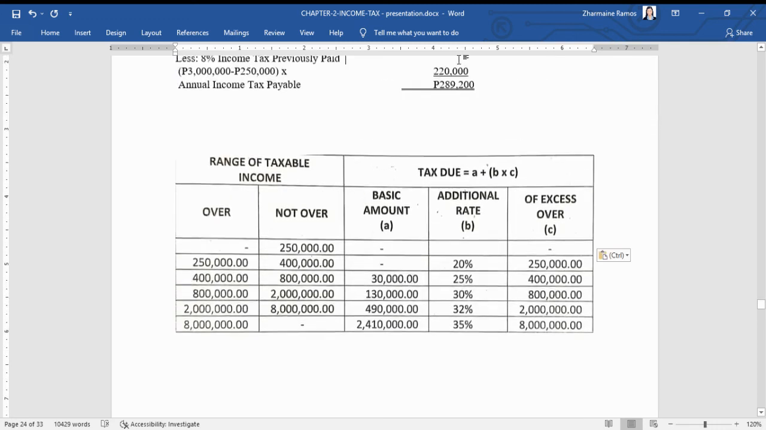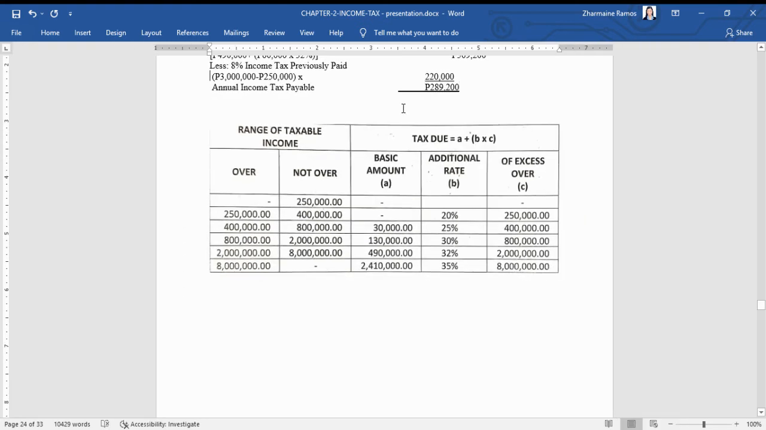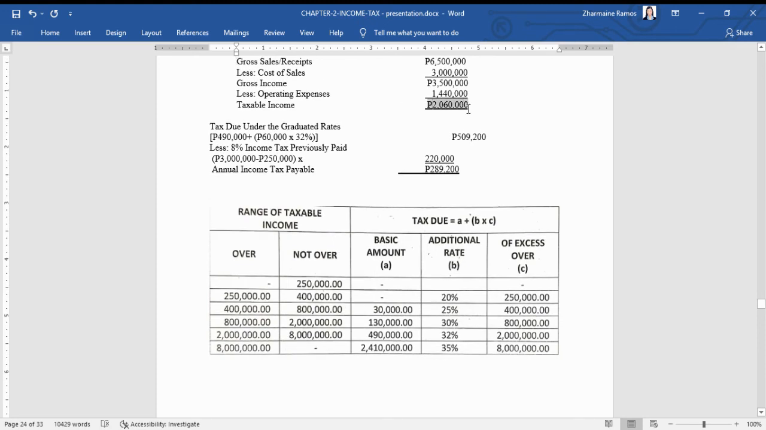Ang tax due mo, so ang taxable income natin based sa naging computation is 2,060,000 pesos. At pag 2,060,000 pesos ang taxable income mo, pasok siya dito sa table na to within the range of 2 million and 8 million. So, paano siya i-compute? Ang taxable lang ng 32% is the excess of 2 million. So, 2,060,000 minus 2 million times 32% is magkano yun? 60,000 times 32% is 19,200. Plus itong 490 na basic amount ng tax.